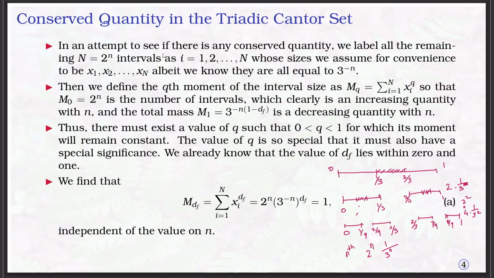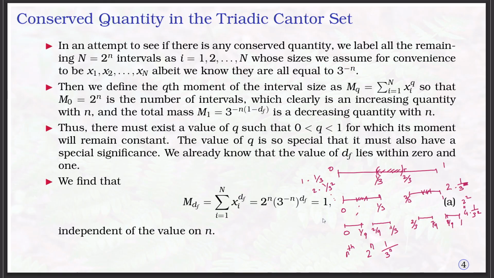Now, in an attempt to see if there is any conserved quantity, in each iteration we are removing open intervals. In the first step we remove one interval of length 1/3. Then we remove 2 intervals of length 1/3 power 2. Then 4 intervals of length 1/3 power 3, and it goes on.